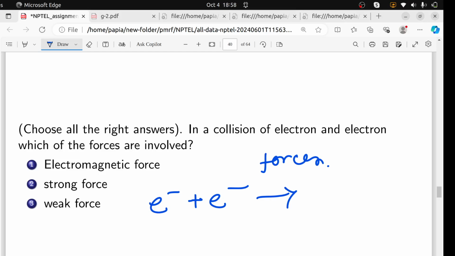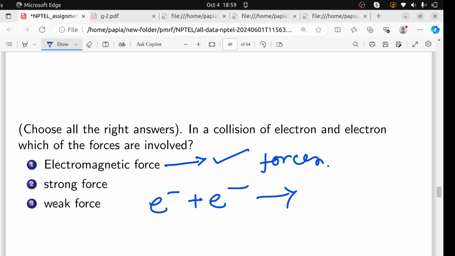First of all, to have electromagnetic force, we need a charged particle, an electrically charged particle. Electron is electrically charged and it has the electric charge minus 1. So it can participate in electromagnetic force. Okay, very good.